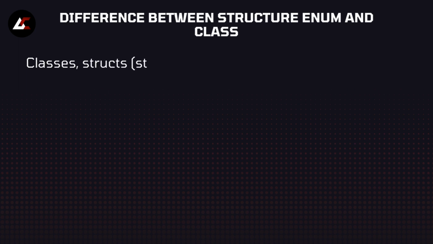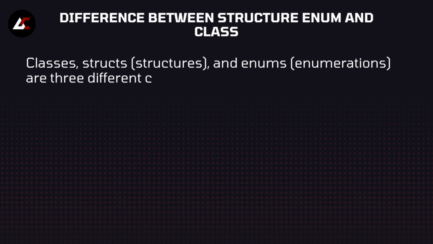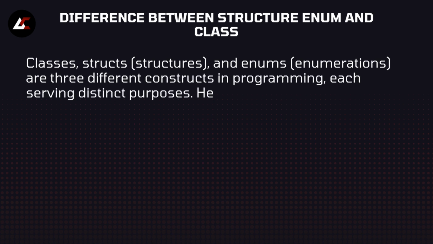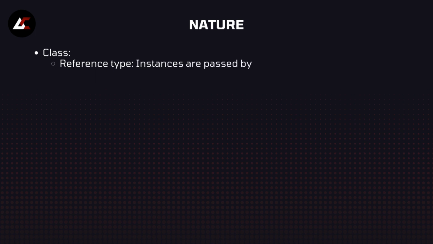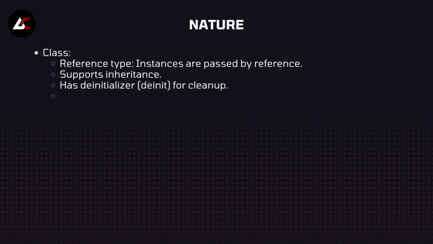Now moving on to the differences between classes, structures and enums. Classes, structures and enums are three different constructs in programming, each serving a distinct purpose. Here are some key differences between them. First is nature. A class is a reference type. Instances are passed by reference, it supports inheritance, has a deinitializer for cleanup, and supports typecasting, for example upcasting and downcasting.